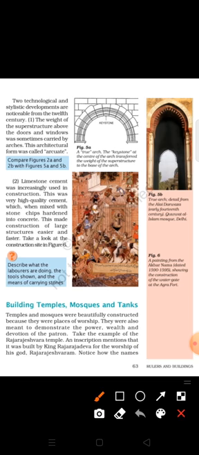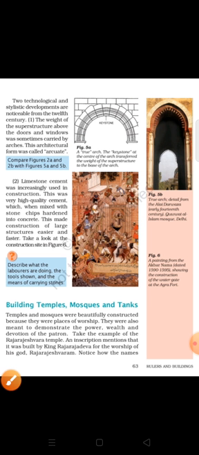Now one more thing, two technological and stylistic developments are noticeable from the 12th century. The weight of the superstructure above the doors and windows was sometimes carried by the arch, that is called an arch. Here is the keystone, and the other parts were bound by that particular one. The superstructure above the doors and windows was sometimes carried by the arch.